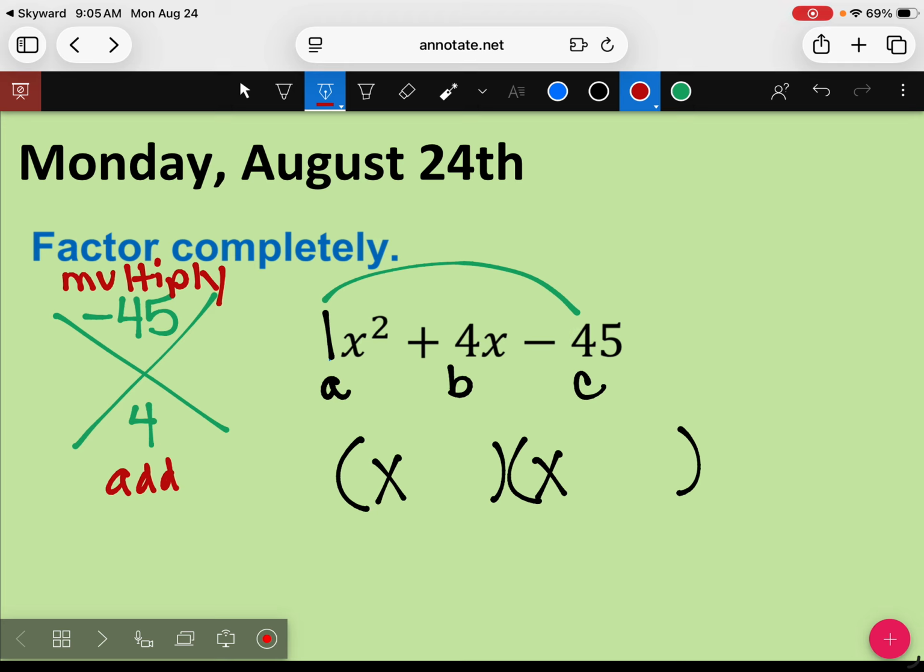The only way to get a negative on top is if one number is negative and one number is positive. So I'm telling you, I'm looking for a negative number and a positive number. So let's take about 60 seconds. Let's all kind of think about it. Look at your charts. 2 numbers. They multiply to negative 45 and add to 4.